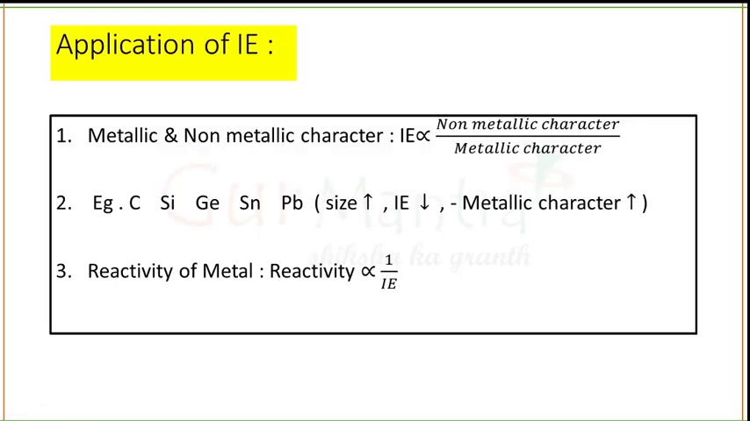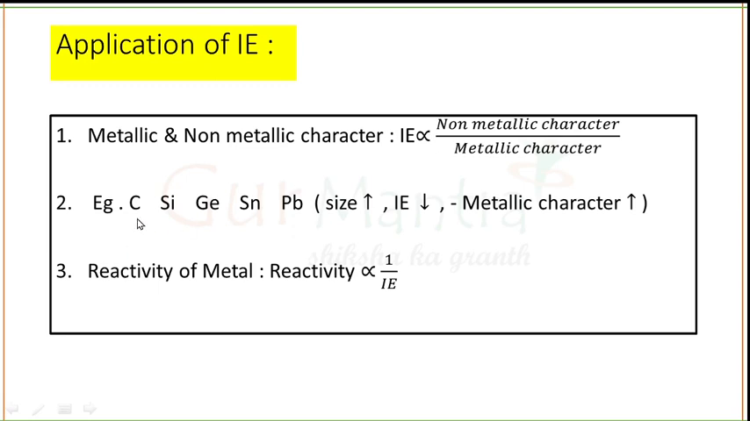Okay, so now comes an application of ionization enthalpy. If you know the ionization energy, you can tell the relationship between metallic and non-metallic character. As you can see here, ionization enthalpy is directly proportional to non-metallic character and inversely proportional to metallic character. Which means if you increase the ionization enthalpy, non-metallic character will increase, and if you decrease the ionization enthalpy, metallic character will increase.